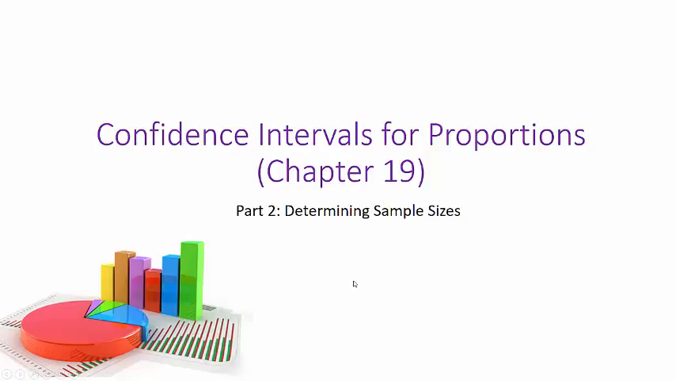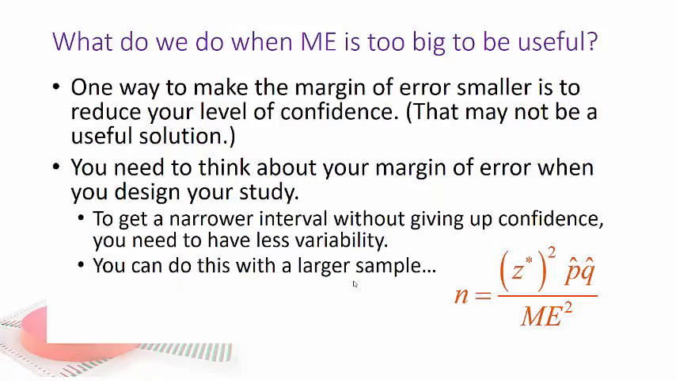Now we're going to work backwards and look at determining sample sizes based on desired confidence intervals. So what do we do when the margin of error is too big to be useful? Well, one way to make the margin of error smaller is to reduce your level of confidence, but sometimes that's not acceptable. You can't go to a lower level of confidence.